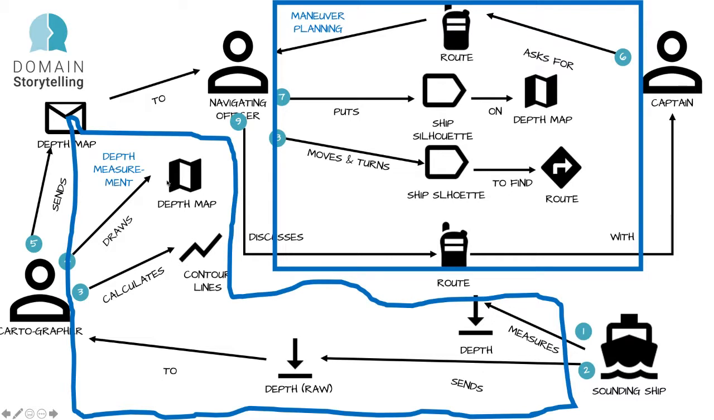And they are, of course, a problem because we don't want to build just one big model, one big class depth map, but what we are going to do is build two classes of depth map. One class depth map in the package maneuver planning, one class depth map in the bounded context depth measurement. Well, and to digest that, you have to chew a bit about it. And I will leave that as an exercise to you.